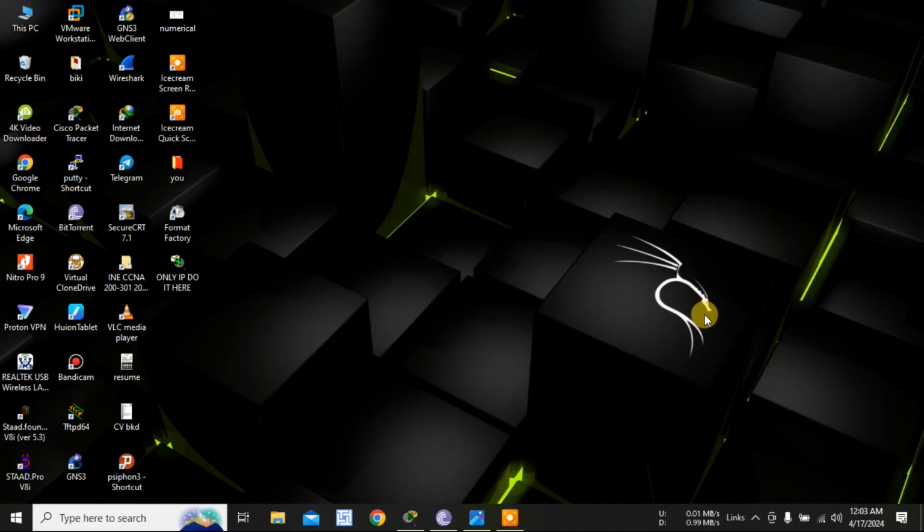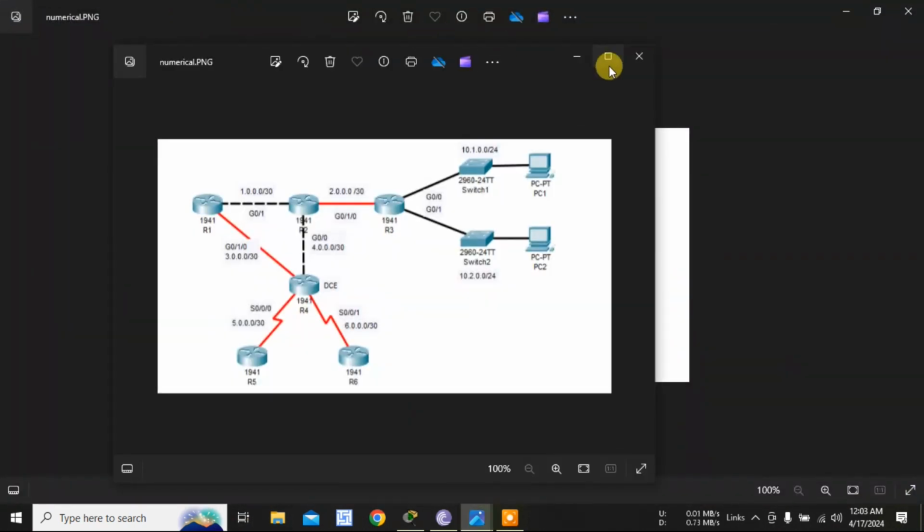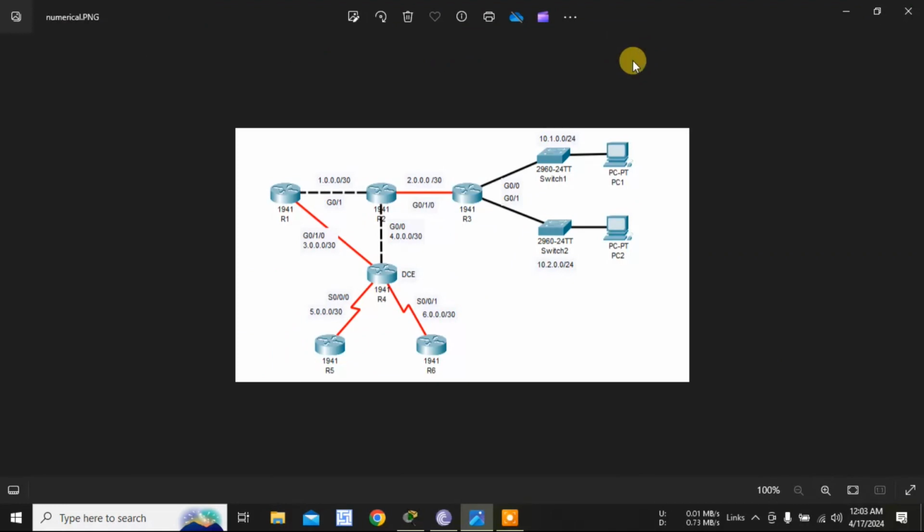So today I will be solving another numerical, this is the numerical which I have already solved for OSPF. Now today I will solve the same numerical for static routing as well as EIGRP as well as RIP. I will be using this same numerical, but the commands will be different. So let me show you how to do static routing in this routing infrastructure.